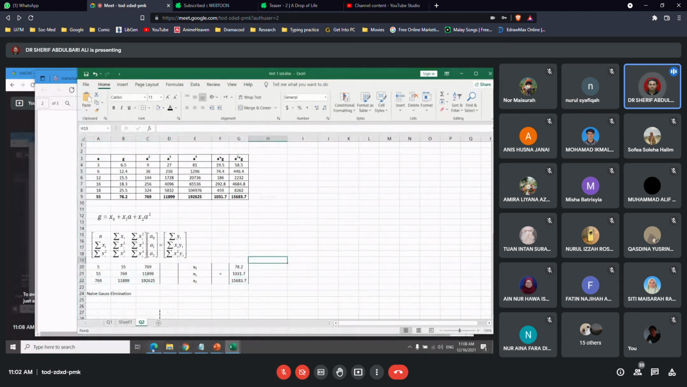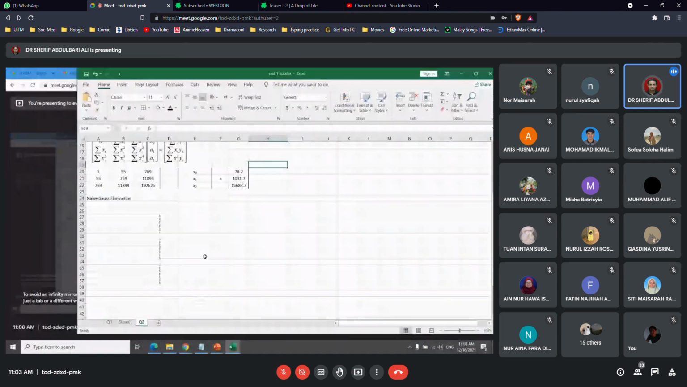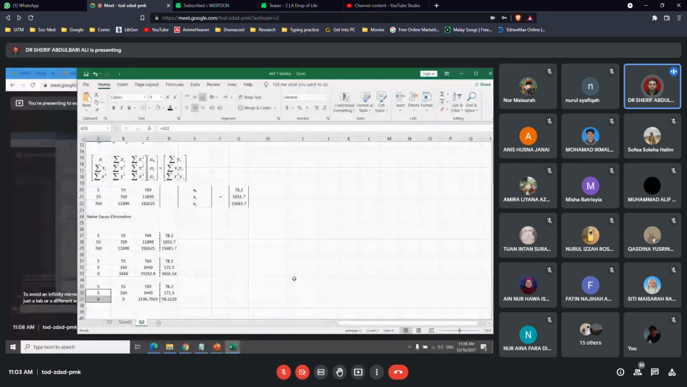Okay, of course, the question is asking you here to use the naive-Gauss elimination method to find the unknowns, right? So for the naive-Gauss elimination, I'm not going to explain how to do it, but at the end, you are going to get this matrix. Okay, you are working online, and some of you are making the matrix, or don't know how to use naive-Gauss elimination. You can just simply check your answer.